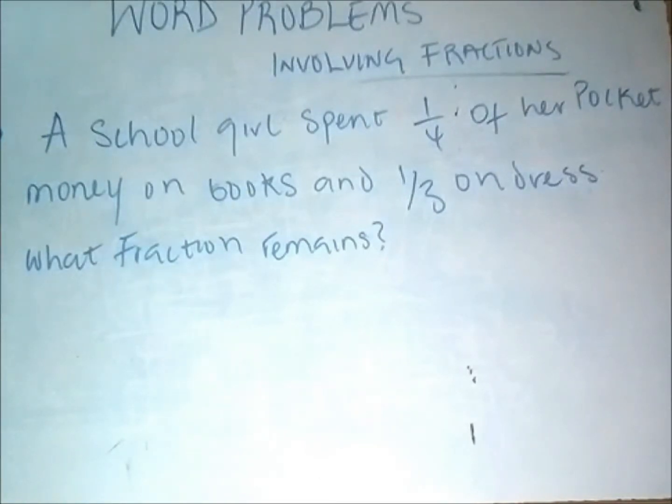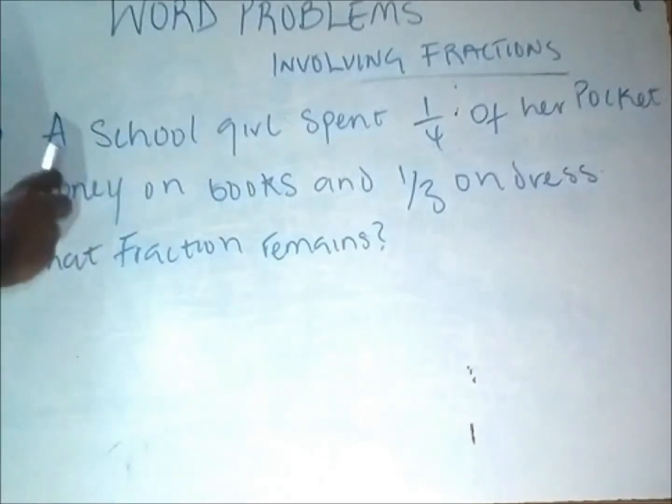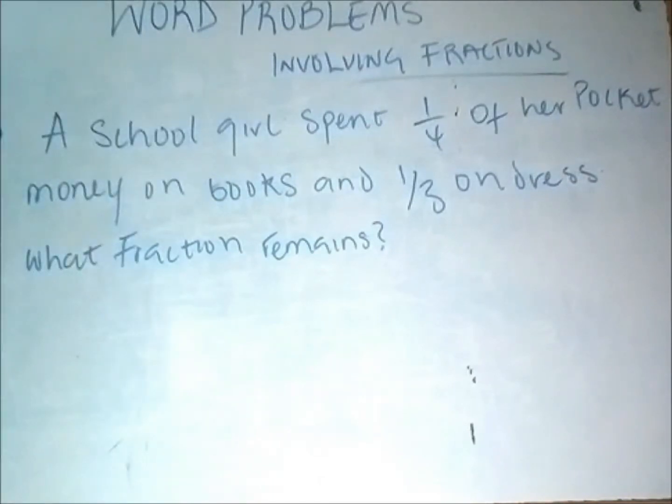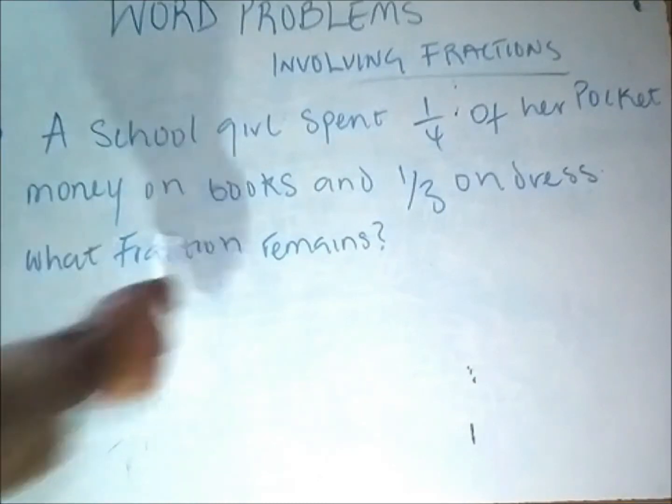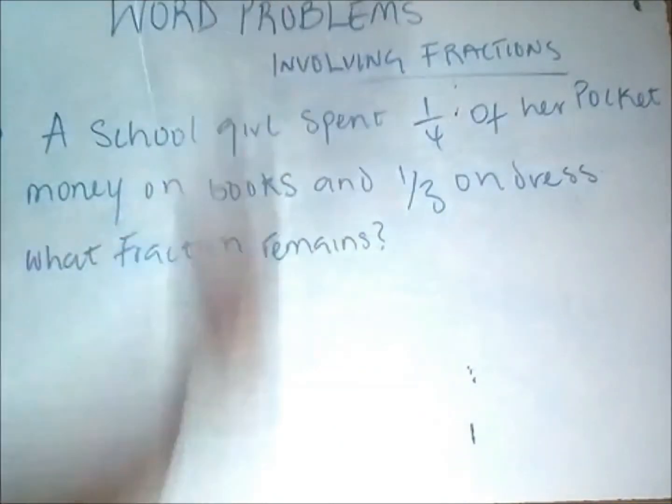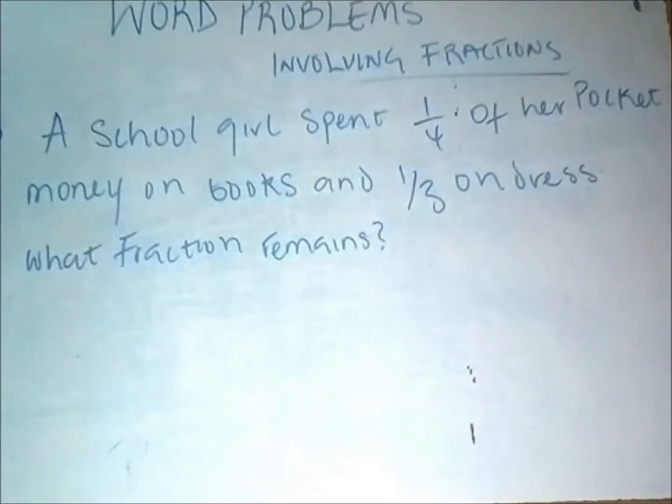Now, if you look at this example, a school girl spent 1/4 of her pocket money on books and 1/3 on a dress. What fraction remains? So you notice they're not telling you to find the pocket money, they're telling you to find the fraction that remains from everything she spent.